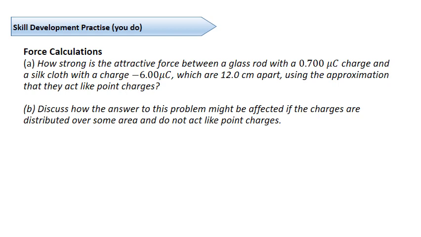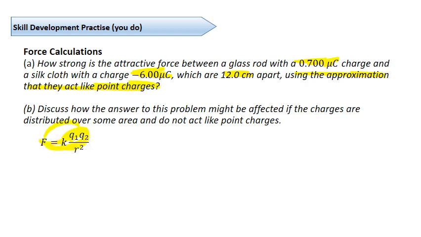Okay, this is a problem that I might do and walk you through. However, if you would like to have a go at this problem, then I encourage you to pause the video now and have a go yourself. Otherwise, I'm going to do this one. How strong is the attractive force between a glass rod with a charge of 0.7 microcoulombs and a silk cloth with a charge of negative 6 microcoulombs, which are 12 centimeters apart, using the approximation that they act like point-like charges?